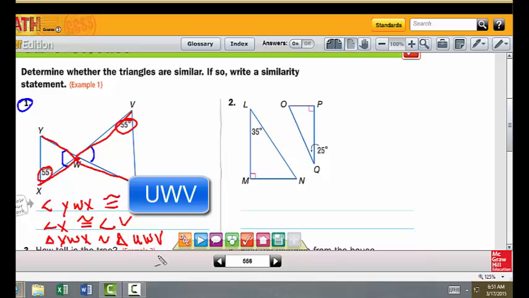UWV. The key here is to make sure you have your letters in the proper order. Because Y and U are congruent, we have them being first. Both of these W are congruent, those are next, and then X is congruent to V, those are the third letters. They don't have to be in YWX order, but they do have to be matched up with the corresponding letter in the other triangle.